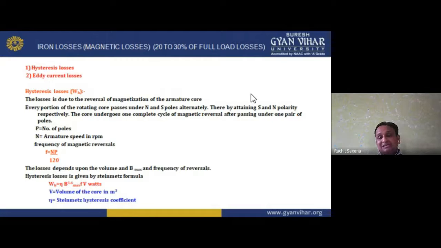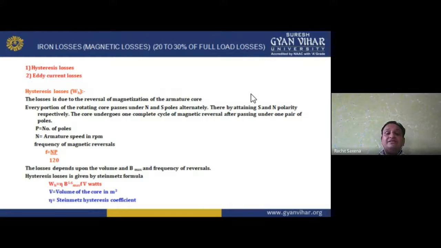Now what is hysteresis loss? This loss is due to the reversal of magnetization of the armature core. South, north, north, south. The armature core is moving like this: it is a north pole, then it is a south pole, so it is moving in the opposite way.